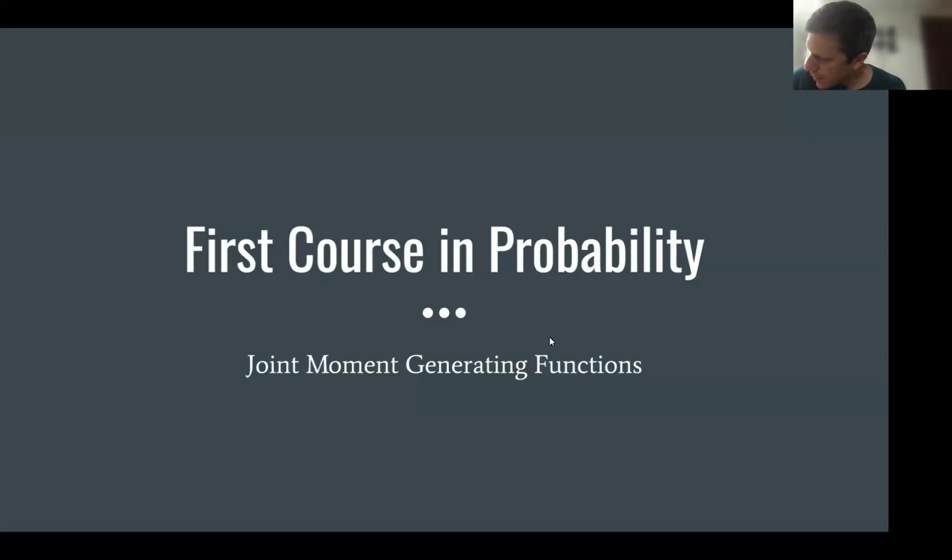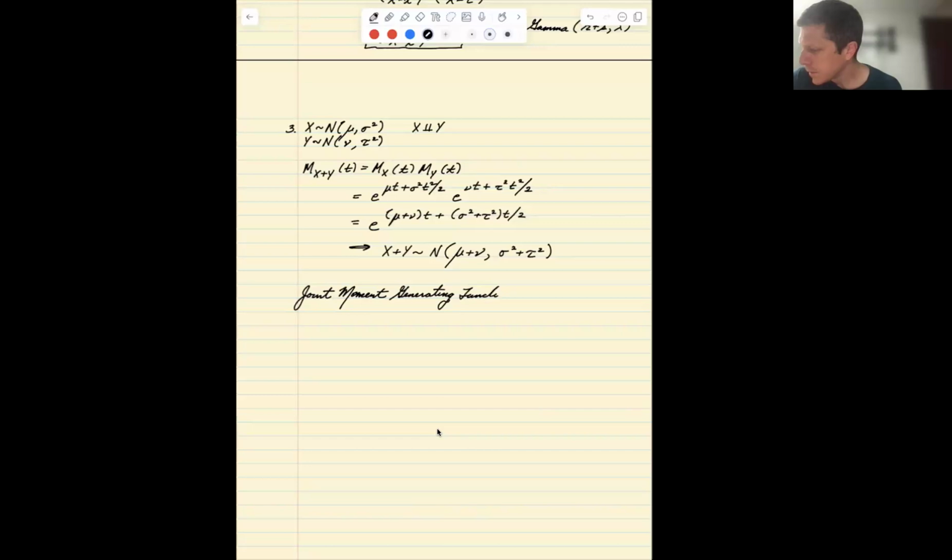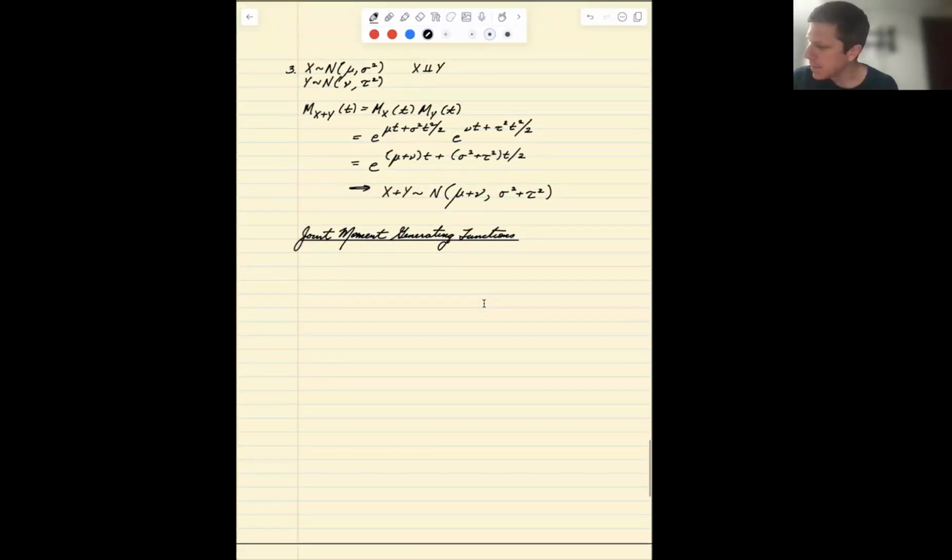All right, the final topic that we'll talk about for moment generating functions is the topic of joint moment generating functions. So this is a moment generating function for pairs of random variables. We use these sometimes. We don't use them a lot, but it is interesting, especially in the jointly normal case. So we'll show this in the case of jointly normal random variables.